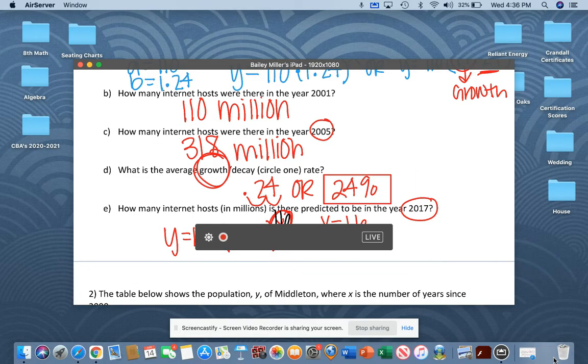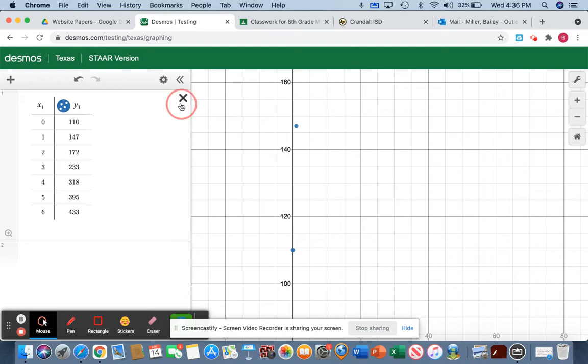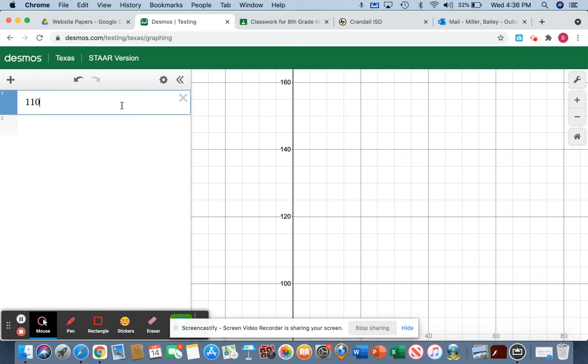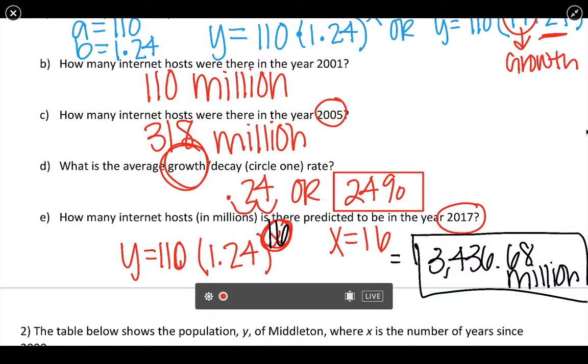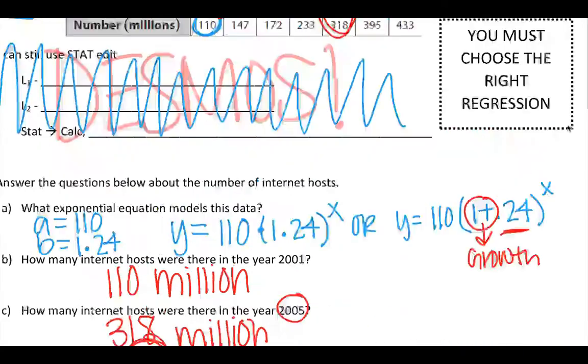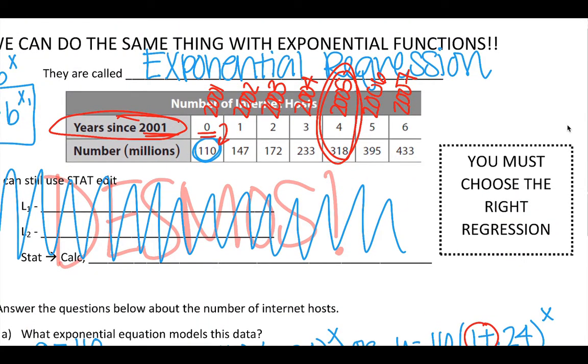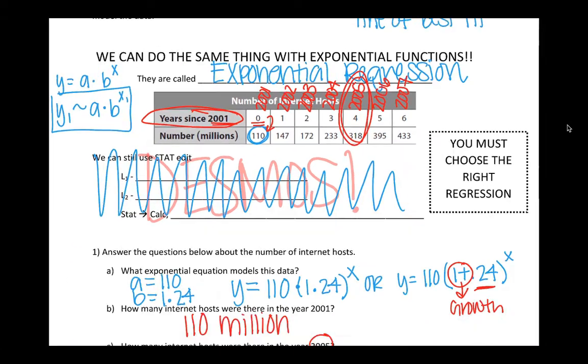So if I go to Desmos and plug that in, I've got 110 times 1.24 to the 16th power, which is 436.68 million. Which makes sense because we're growing exponentially, so it's going up by quite a bit each time. So it makes sense after 16 years that we've grown that much.